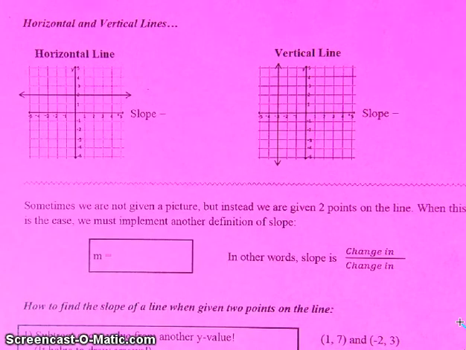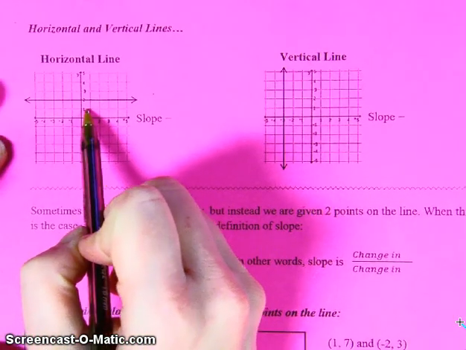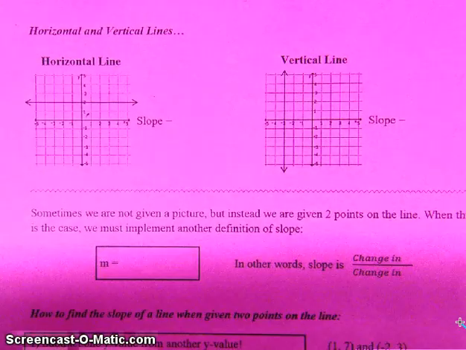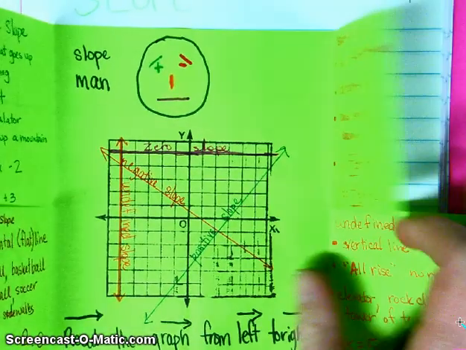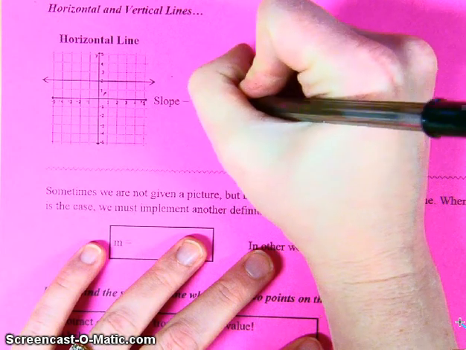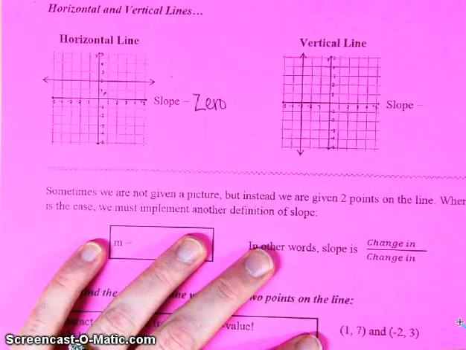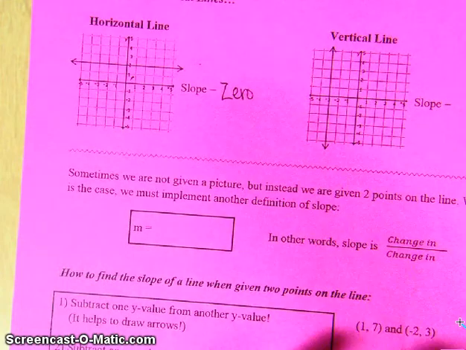Okay, horizontal and vertical lines. This slope, if you look at the green foldable that we did previously, says that a horizontal line has 0 slope, and that a vertical line has an undefined slope.